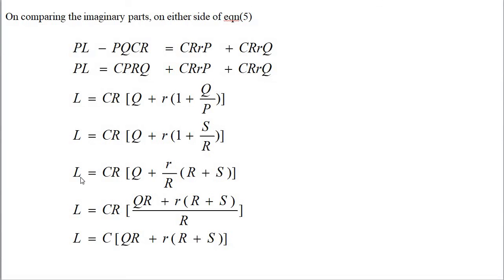So this equation will become L is equal to CR into Q plus r by R, okay, here R is taken here into R plus S. So L is equal to CR into QR plus r into R plus S divided by R. So L is given by C into QR plus r into R plus S. So from this value we can calculate the inductance of the coil using the Anderson's bridge. So this is the equation for finding the inductance of the coil.